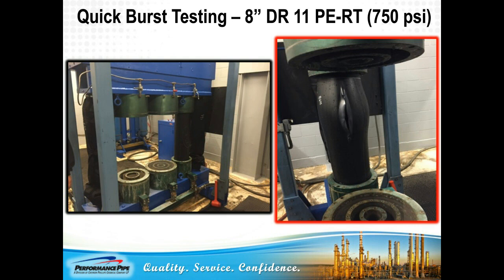Quick burst testing. This is 8-inch DR11. This is a standard QA test for short-term pressurization to rupture, known as the quick burst test. This test is conducted following production startup in each of our plants for sizes 12-inch and smaller. Note that the PERT pipe swells and bursts in a very ductile manner at approximately 750 PSI.